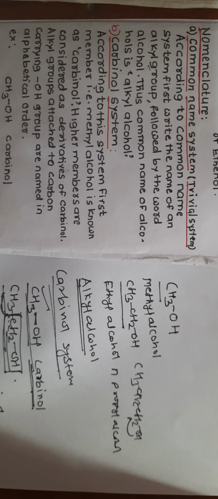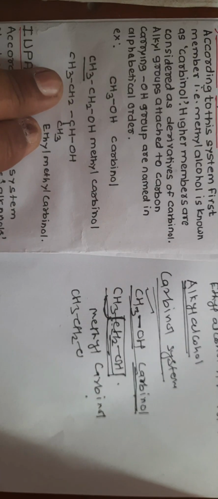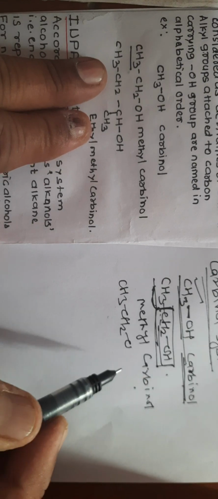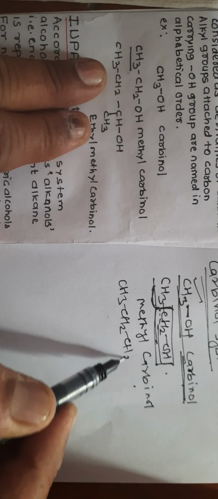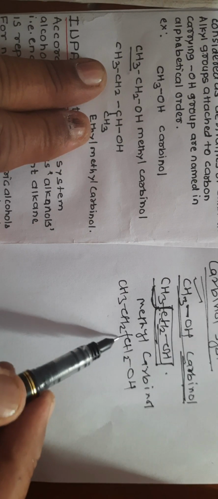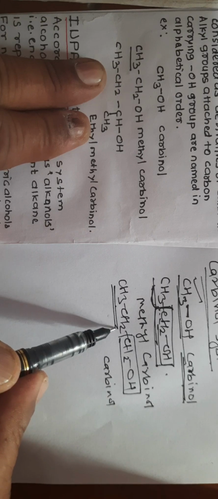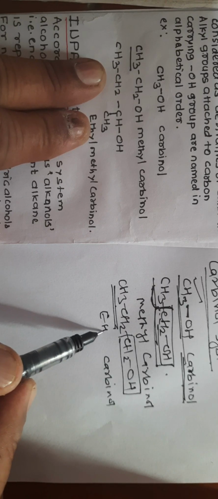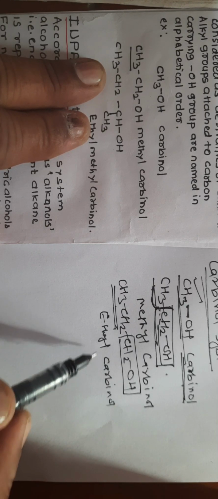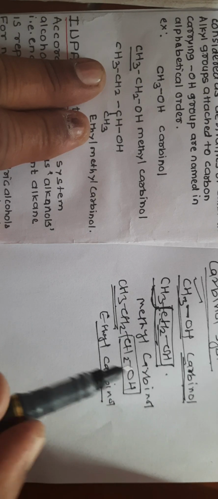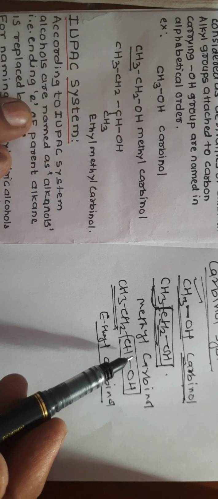In this way, suppose we can take another example like this, CH3CH2CH2OH. Here again, CH2OH, this much part is known as carbinol. Okay. Now what is remaining here? CH3CH2 means ethyl group. Therefore, the name of this alcohol is ethyl carbinol. That is according to the carbinol system.